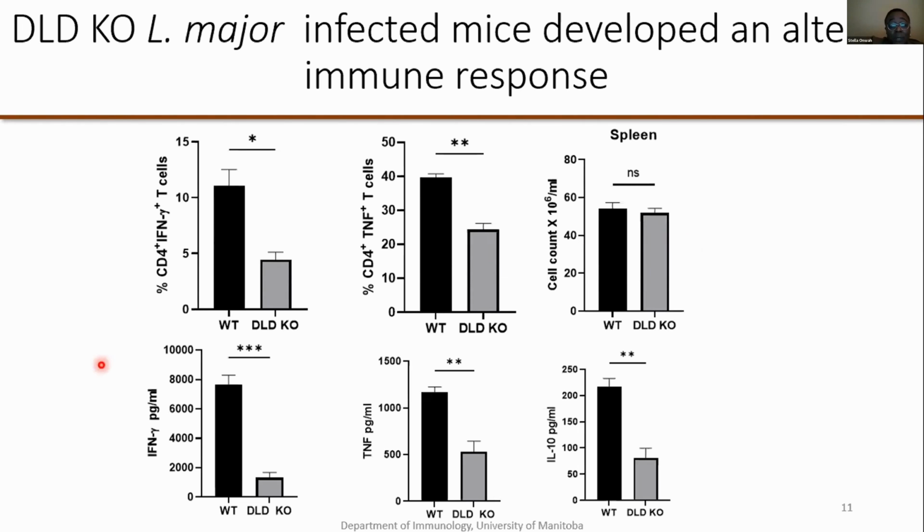These spleen cells were re-stimulated with soluble Leishmania antigen, and the levels of cytokine produced in the culture supernatant were assessed after 3 days by ELISA. And you can see again that there was a significant reduction in the cytokine levels produced from the DLD knockout groups compared to the wild-type groups.